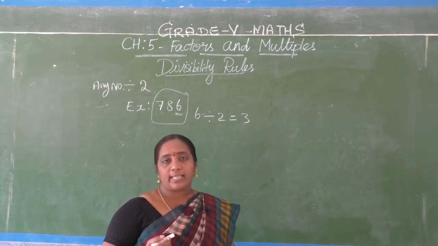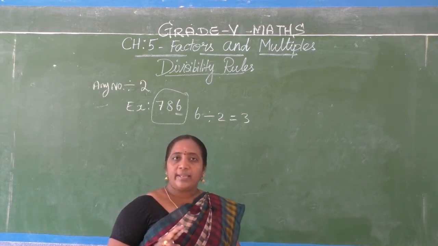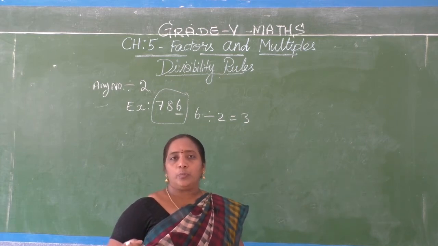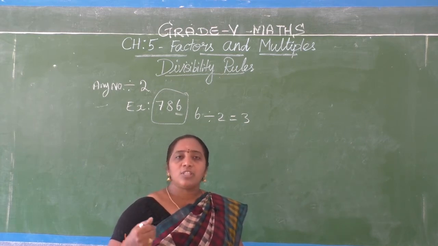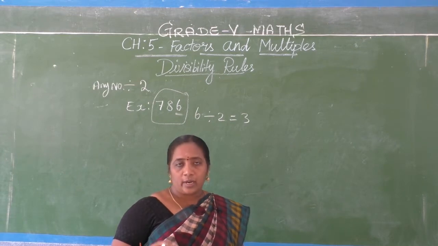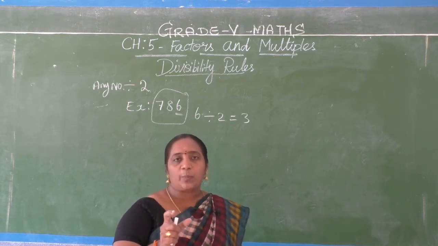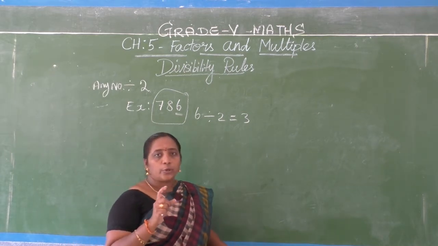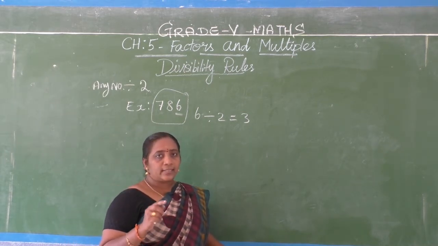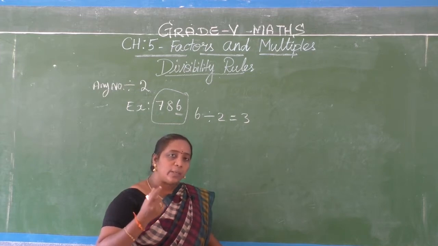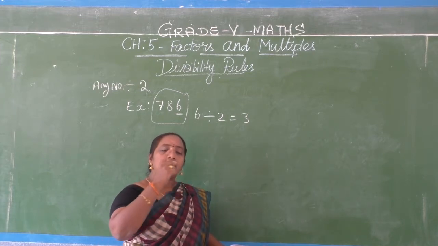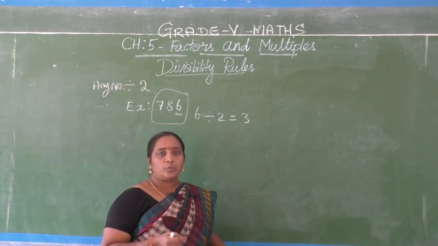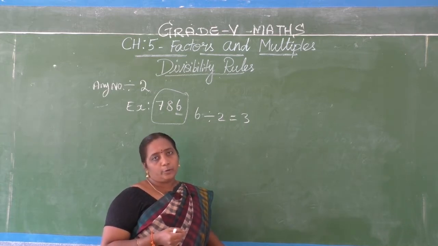Okay, one more time I will explain. If they give any number and you have to check whether it will be divisible by 2 or not, you have to check the ones place of the number. In the ones place, if you have 0, 2, 4, 6 or 8, that means that number will be divisible by 2, and the whole number will be divided by 2. This is the divisibility rule of 2.